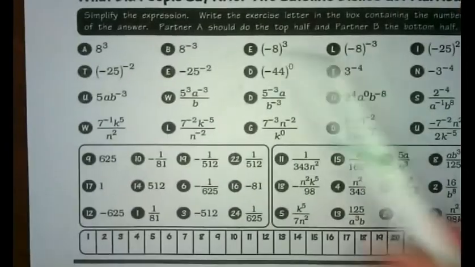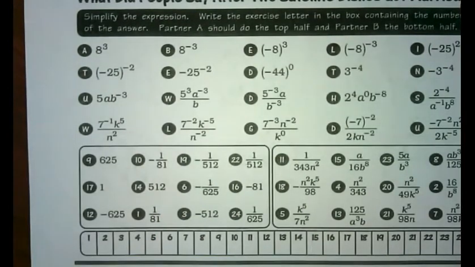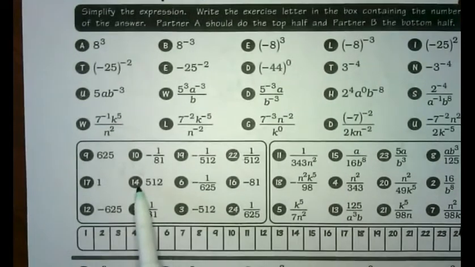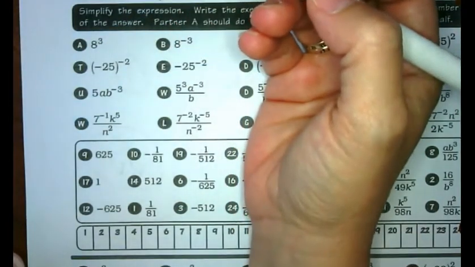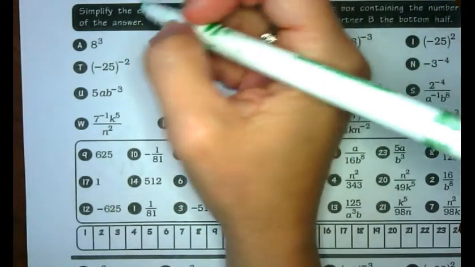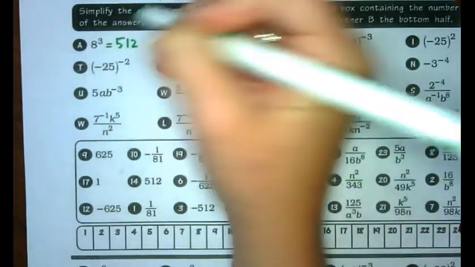All right, so if the answer to this is, well, I guess I'll go ahead and tell you that the answer to 8 to the 3rd power is going to be 512. So this one is 8 times 8, which is 64, and then 64 times 8. So this one is 512.